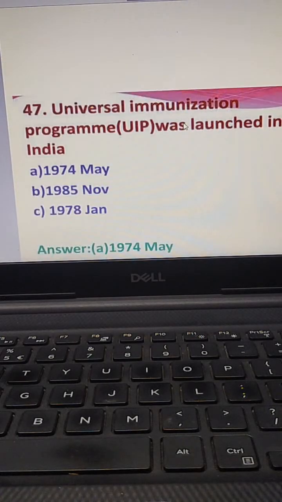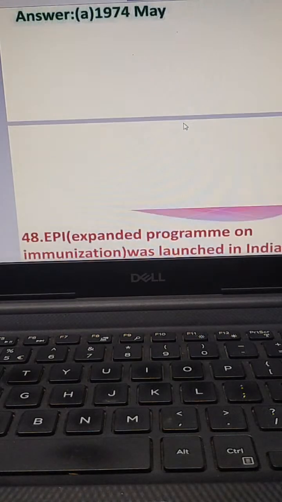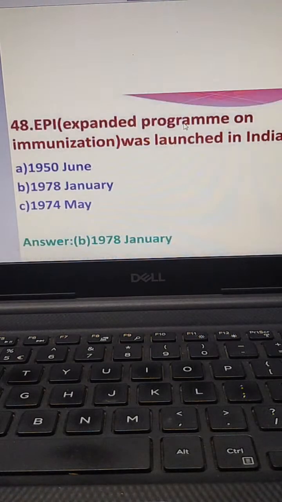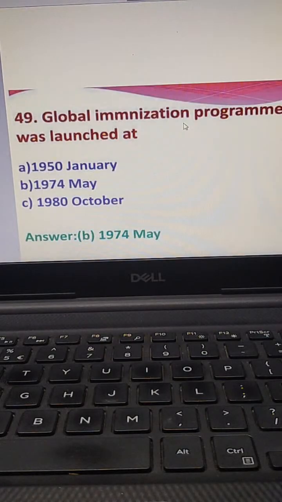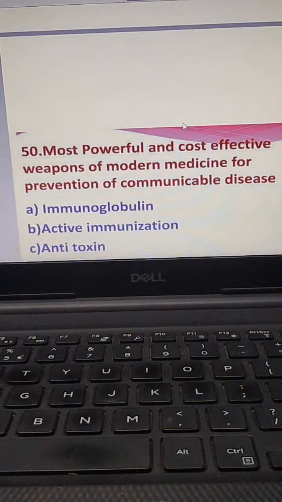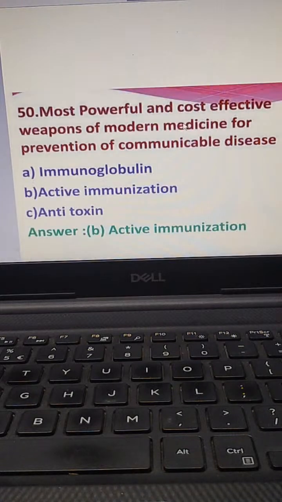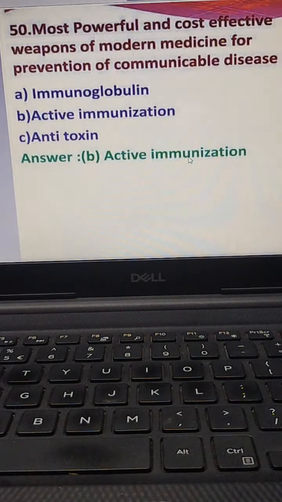Then universal immunization program was launched in May 1974. Then expanded program on immunization was launched in India, January 1978. Then global immunization program was launched at May 1974. And last question, most powerful and cost-effective weapon of modern medicine for prevention of communicable diseases, active immunization.